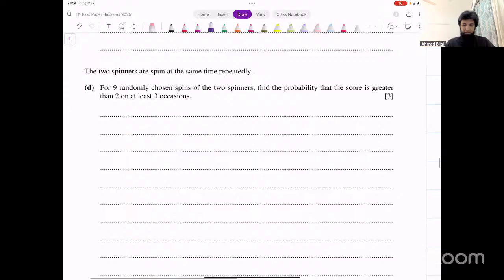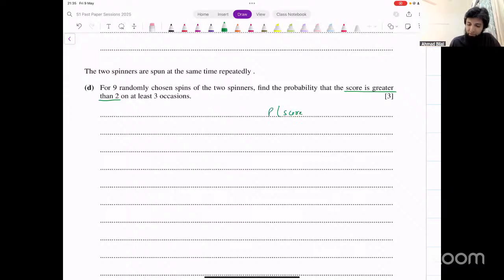Now it says 2 spinners are spun at the same time repeatedly. For 9 randomly chosen spins of the 2 spinners. So we're just spinning the spinner 9 times. Find the probability that the score is greater than 2 on at least 3 occasions. Okay. First of all, let's focus on the score is greater than 2. Do we know what this probability is? We don't. Let's find this first of all.